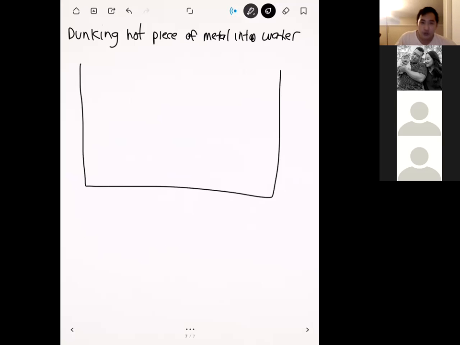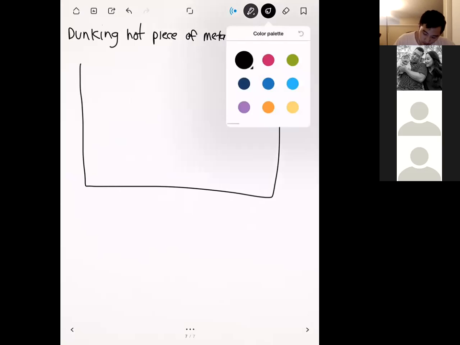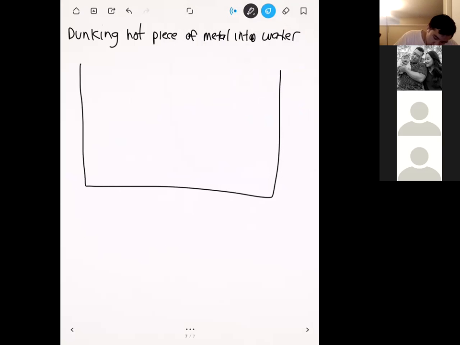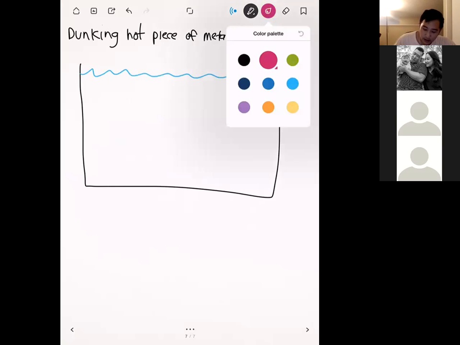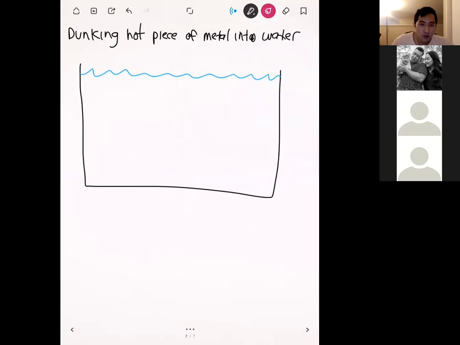Okay, so we have a large tub of water here. So there's our water. Okay. And then let's say that we have a really hot piece of metal, and we're just going to throw it into the water. Okay. Right. And so our piece of metal, the shape doesn't really matter, so I'm going to draw it with the shape of a potato. Okay. And so at the initial time, right when we throw the piece of metal in there, it has its own initial temperature. Okay.